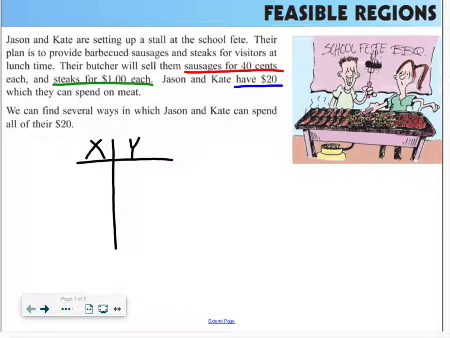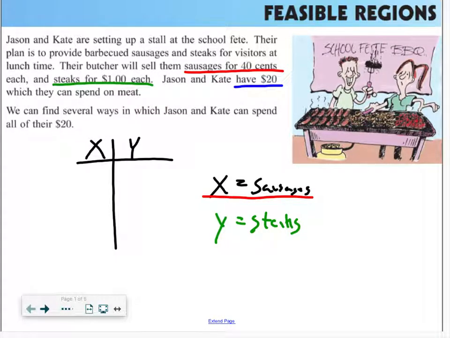So first let's get our variables. X is sausages. Next, Y is my steaks. So if I bought 0 sausages, at $1 per steak and $20, I'd be able to buy 20 steaks for that barbecue. For the other scenario, let's say we buy 0 steaks. Sausages are 40 cents a piece, and with $20, I can buy 50 sausages.